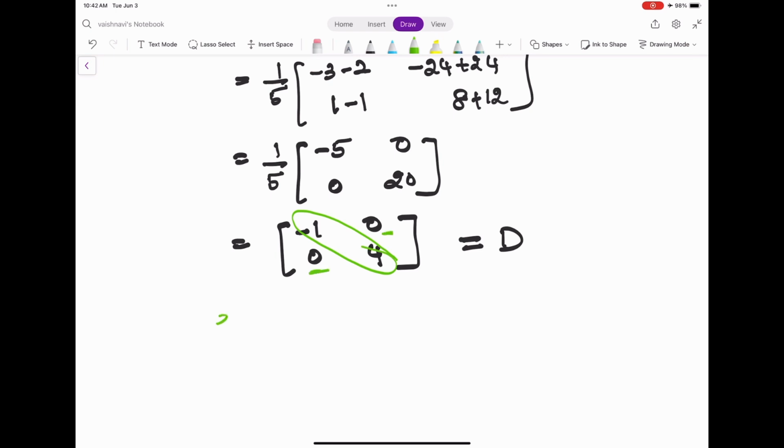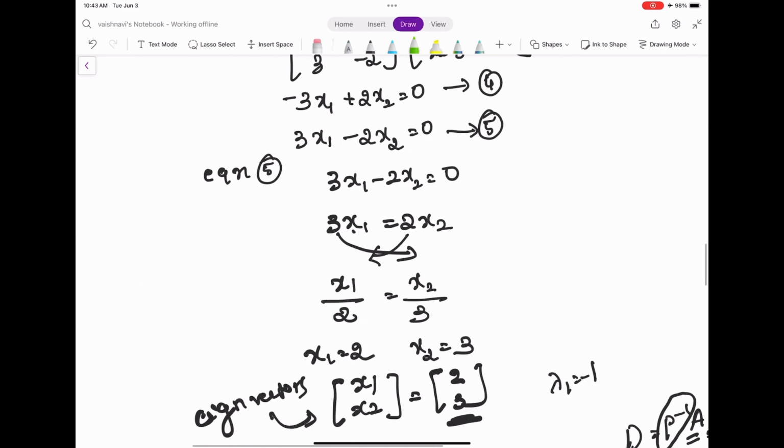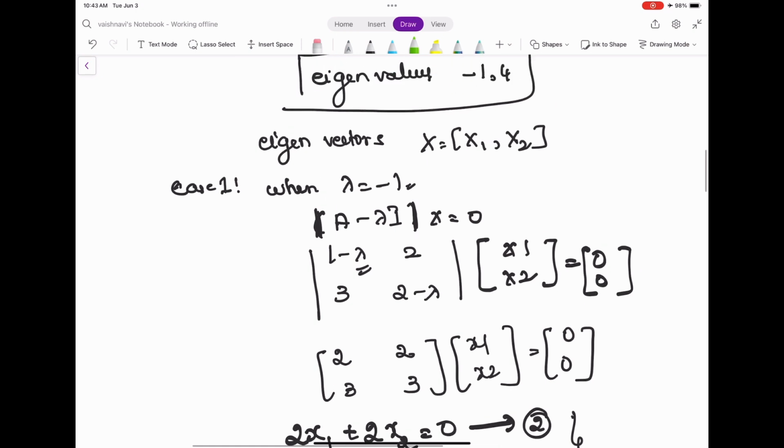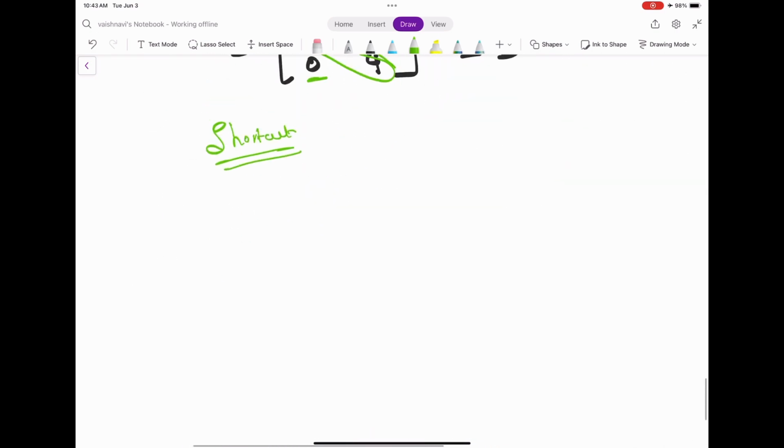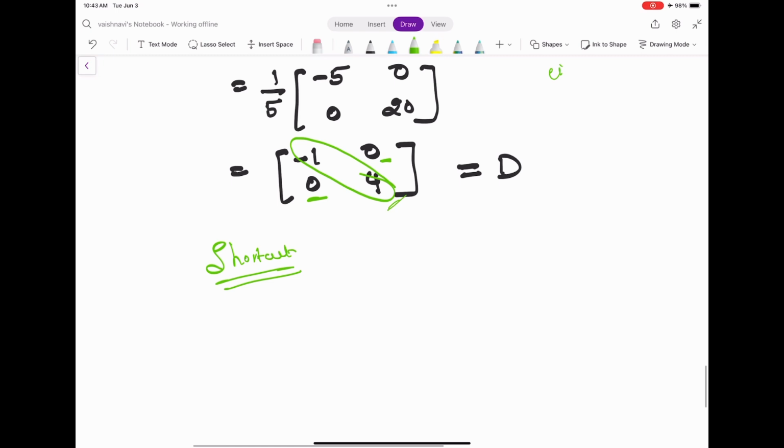Now how to check whether you have solved the problem correctly? If you see the elements, they are nothing but your eigen values, right? The eigen values are minus 1 and 4. What you have got in the diagonal is minus 1 and 4. So you can now clearly say that yes, you have solved the problem very well, and it's a kind of shortcut, or a tip, you can call it anything. This is how you prove that you have a diagonal matrix and whatever you have solved is right. This is a simple tip for you guys. You can use it in your exam. It will be very easy.